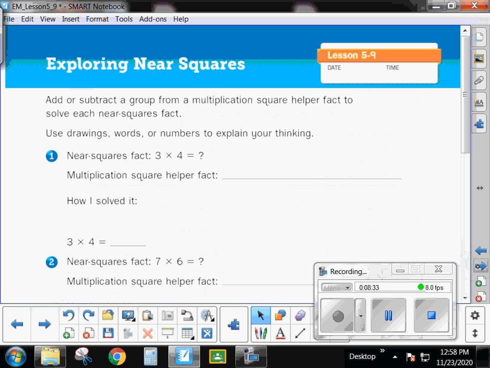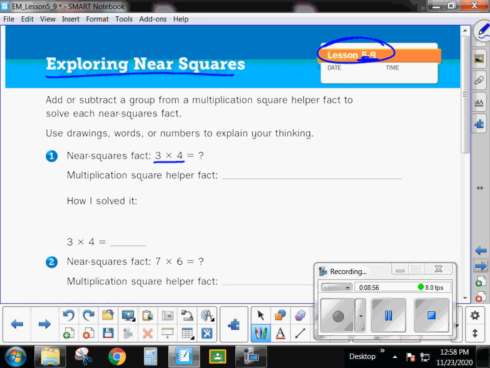All right, let's try a couple in our workbook. Go ahead and turn in your workbook to lesson 5-9. And I don't have my workbook in front of me, so I don't know what page number that is. But if you just go look for lesson 5-9, look for the page that says Exploring Near Squares. So go ahead and pause your video and get that ready. All right, let's do number 1 together.